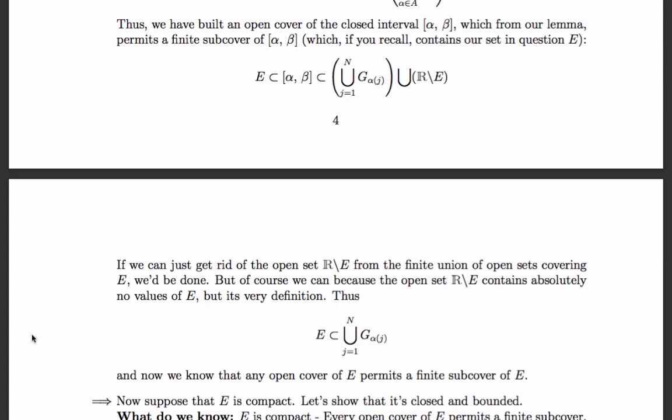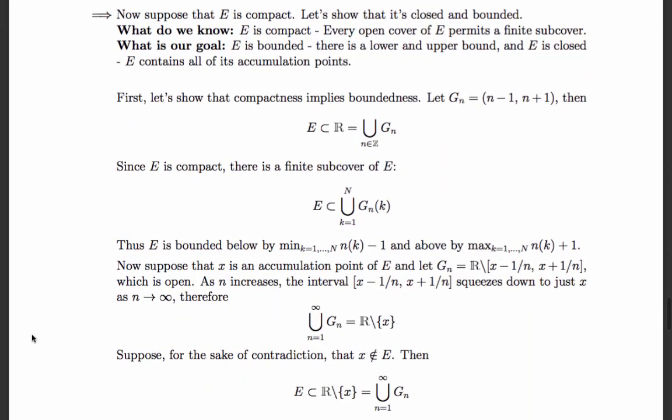All right, now suppose that E is compact. Let's show that it's closed and bounded. Okay, so what do we know? We know E is compact. Every open cover of E permits a finite subcover. What is our goal? E is bounded. It has a lower bound, it has an upper bound. Also, we know E is closed. That is, E contains all of its accumulation points. Okay, first let's show that compactness implies boundedness. Let Gn be the open interval n-1 to n+1. In other words, a one neighborhood of n.